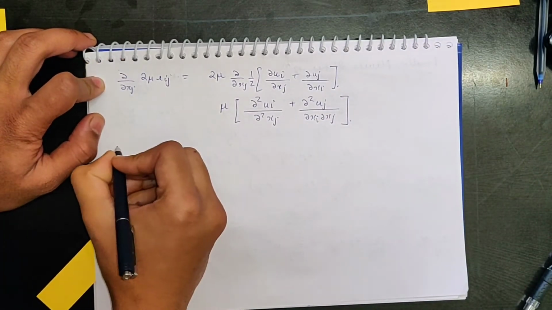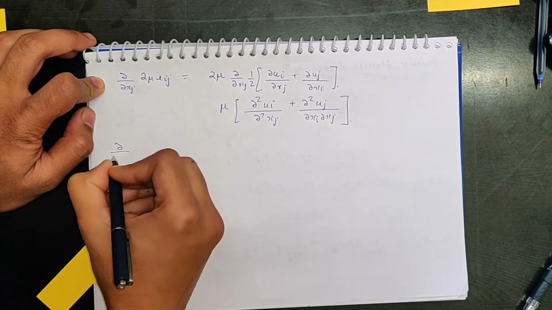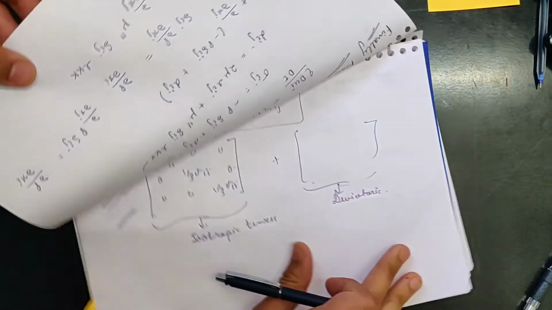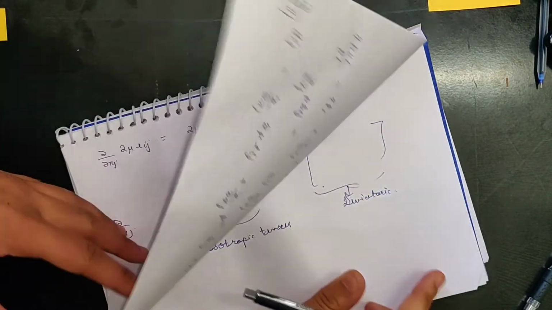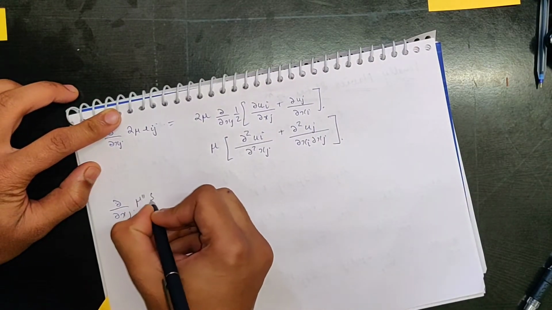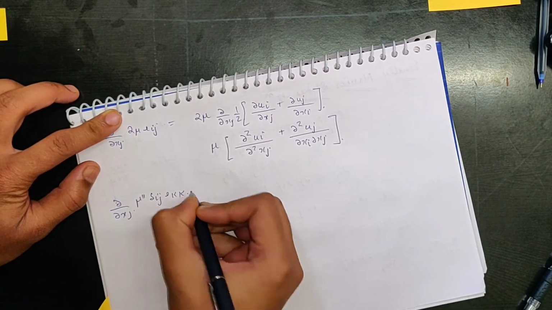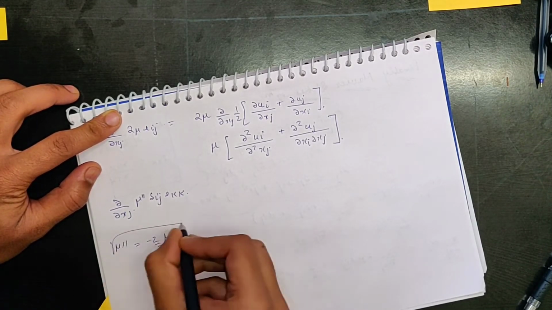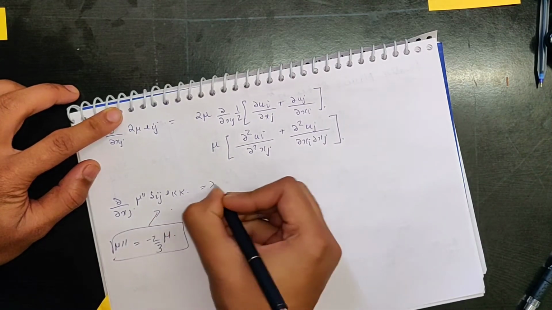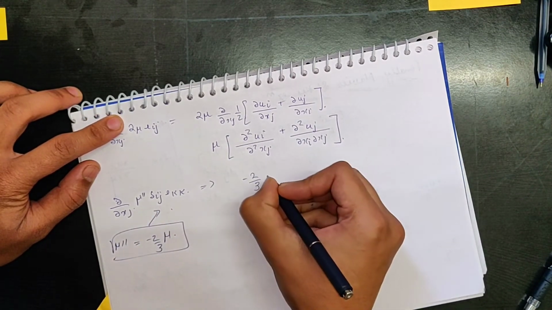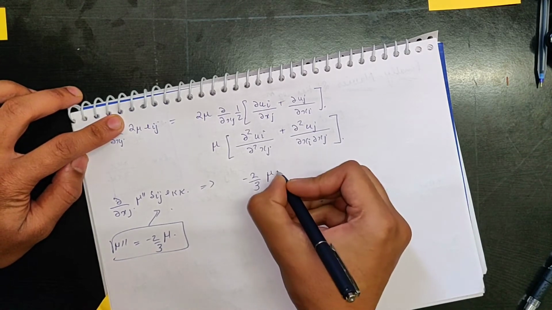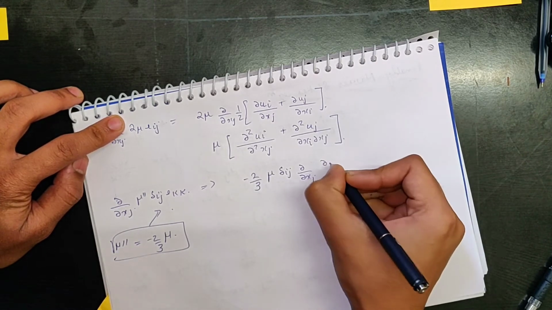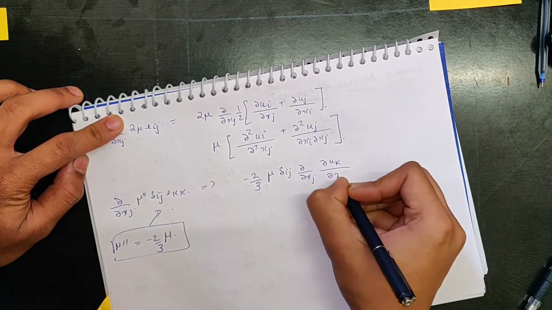Okay, so the second term was del of del xj of mu double dash delta ij ekk. So first thing we have mu double dash as minus 2 by 3 times mu. Okay, so this expression is minus 2 by 3 times mu delta ij del of del xj of del of uk by del of xk.